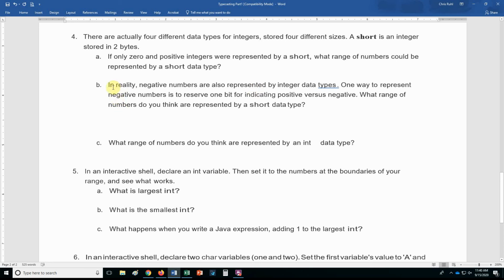But in reality, negative numbers are also represented by integer data types. One way to represent negative numbers is to reserve 1 bit for indicating positive versus negative. What range of numbers do you think are represented by a short data type?